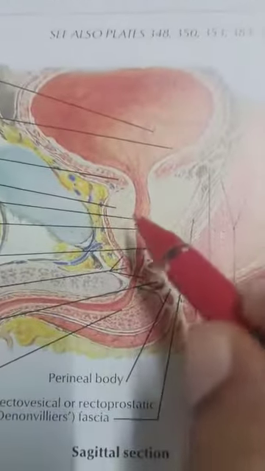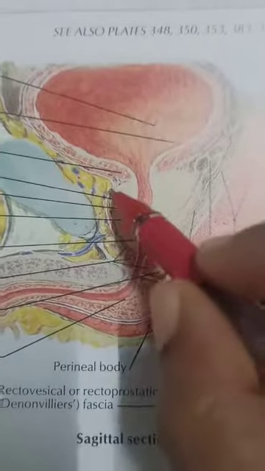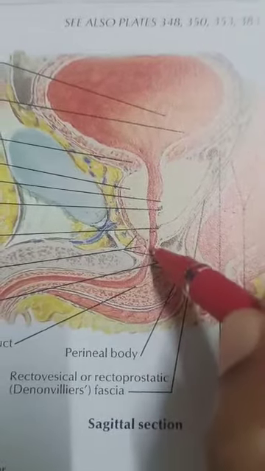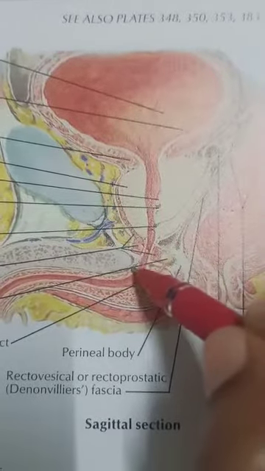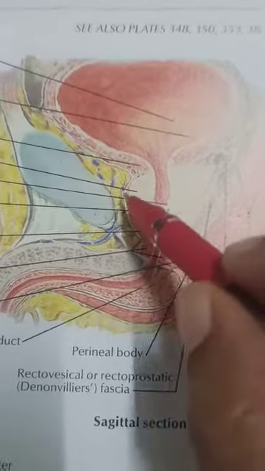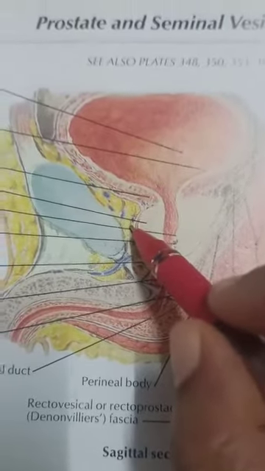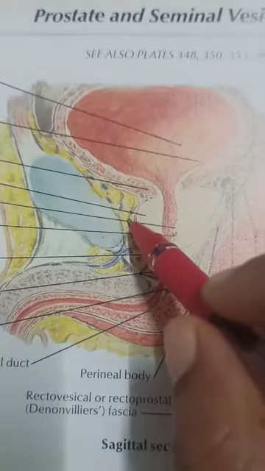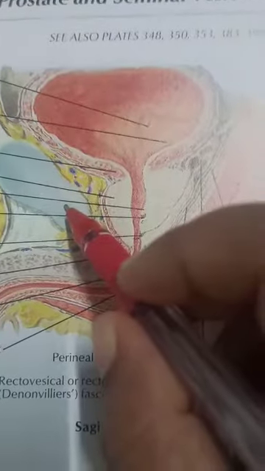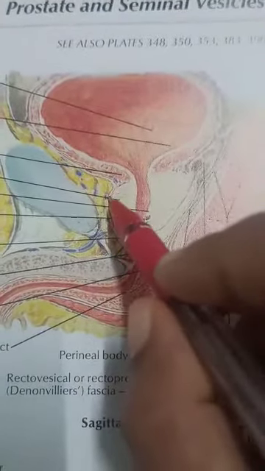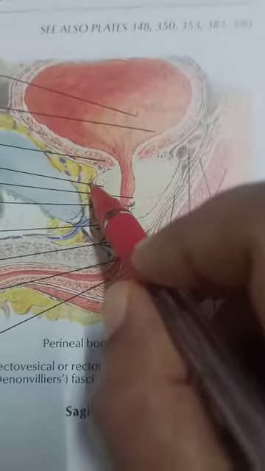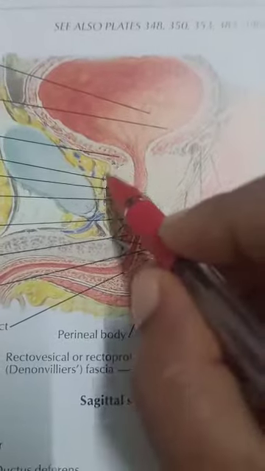So, this is the anterior surface, up to here. In the lower part, the anterior surface is pierced by the urethra, the prostatic urethra. And in the upper part, the anterior surface is connected to the pubic symphysis by the puboprostatic ligaments.